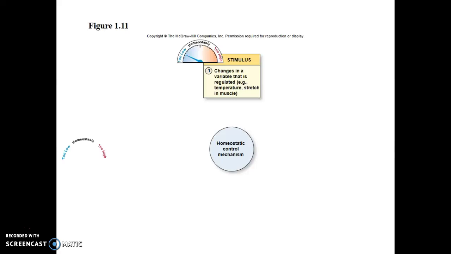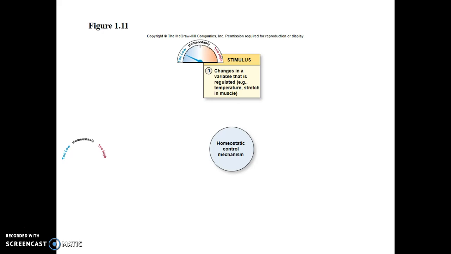So let's look at an example. This is from your textbook, figure 1.11. Think about your heater in your house, and you can also look at your body. When you get too cold, that is going to be picked up by a receptor. In the house, it's picked up by a receptor, the thermostat. In the body, it's picked up by the skin. The body itself gets cold. And then it's going to send a signal to the control center.